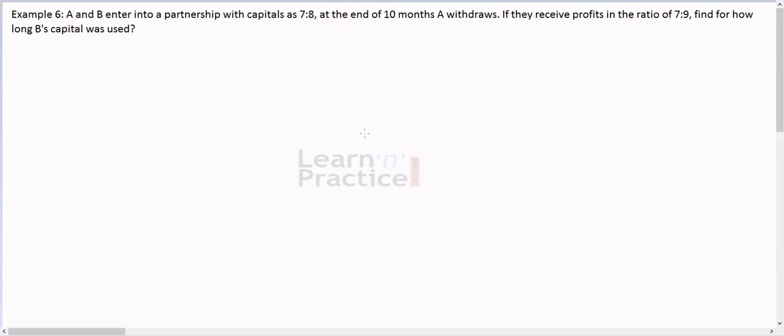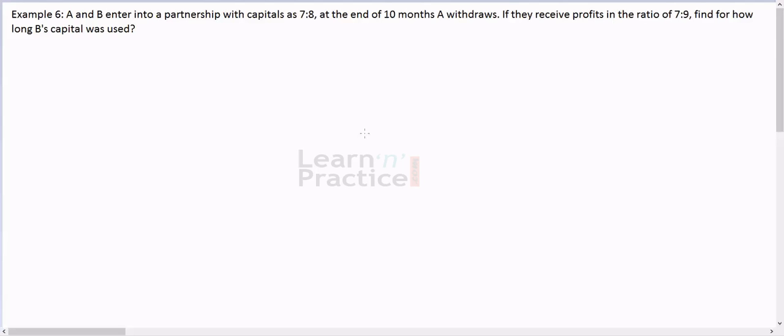Now let's move to the next question, question number 6. A and B enter into a partnership with capitals as 7:8. At the end of 10 months, A withdraws. If they receive profits in the ratio of 7:9, find for how long B's capital was used. So let's assume that A invested 7x amount and B invested 8x amount. And A invested for 10 months, right? Because A withdrew after 10 months, so A invested for 10 months.